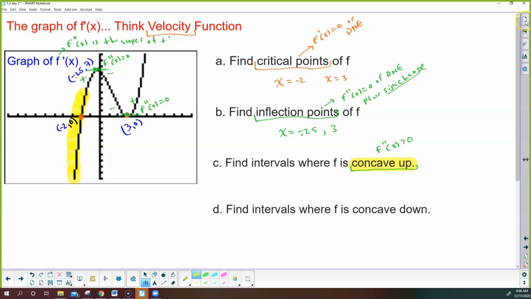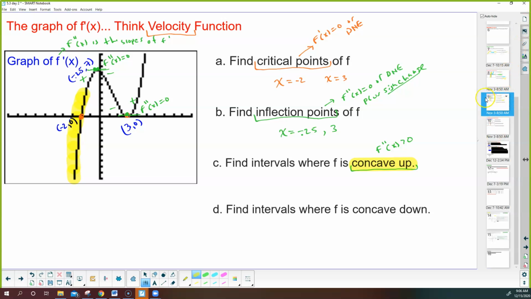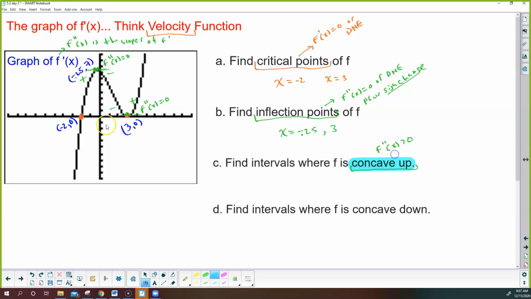And actually, I think, you know what, I might have done blue. So let me change that. Doesn't really matter. Concave up are wherever I have positive slopes. So if you look at this graph, f prime has positive slopes leading up to the maximum, and then it has negative slopes, and then we're increasing again.